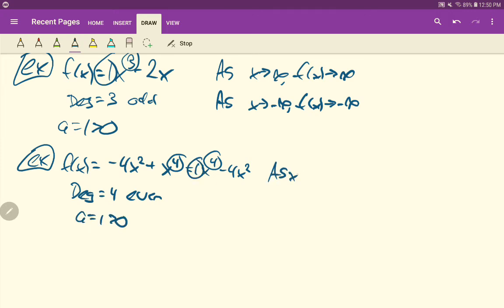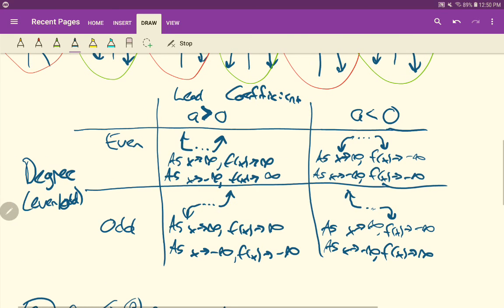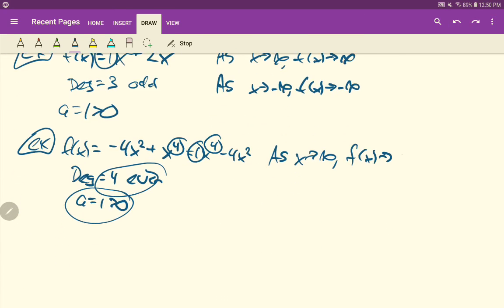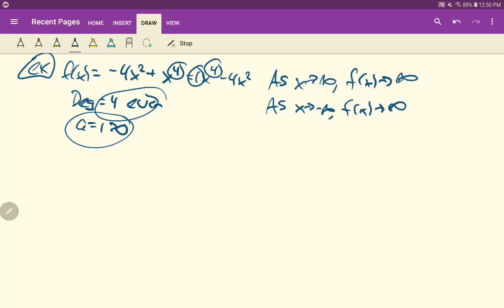So as x goes to infinity, f of x will go to, well, again, even degree, positive lead coefficient, even, positive, that's this right here. Okay, so infinity. And as x goes to negative infinity, f of x goes to infinity. All right, now, sorry, one more.